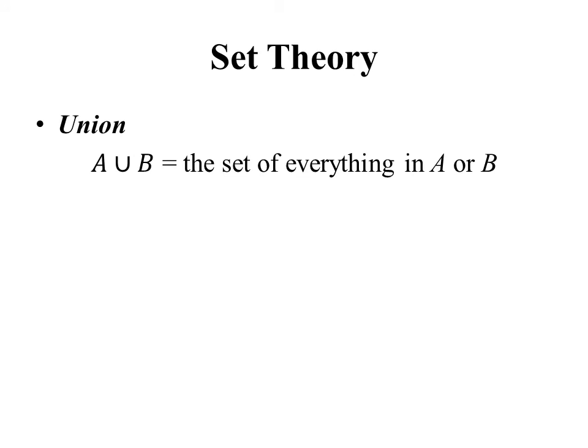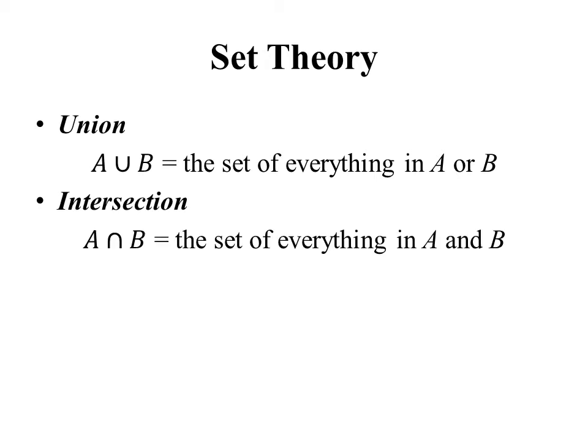Now let's review some basic ideas from set theory. Well, the first idea is the union, denoted A ∪ B, and that is defined to be the set of everything that's in set A or set B.